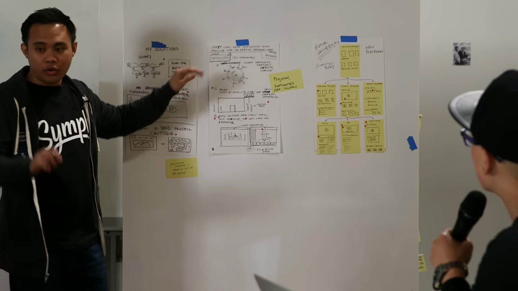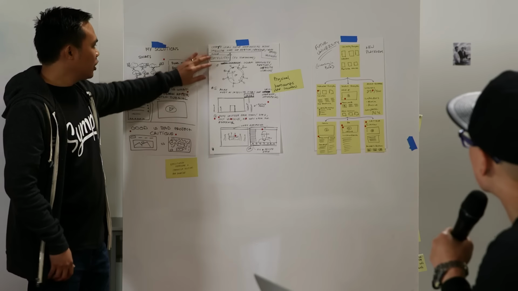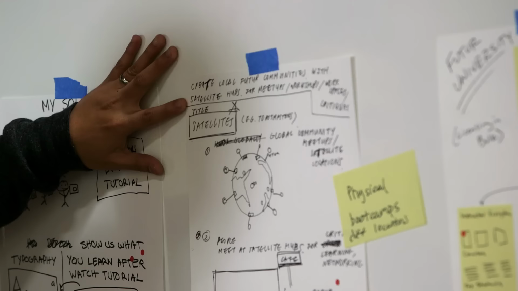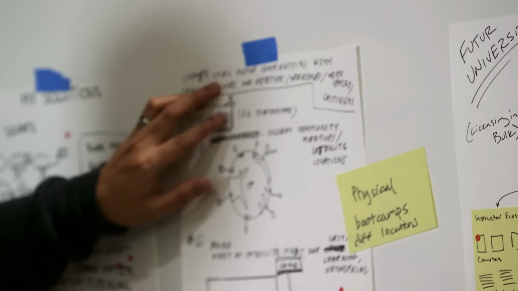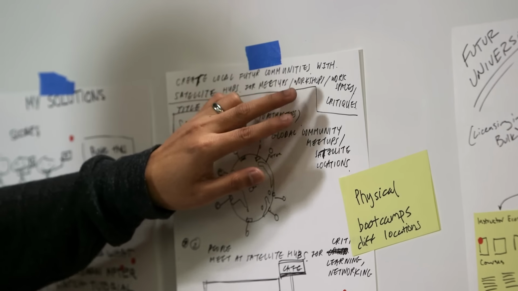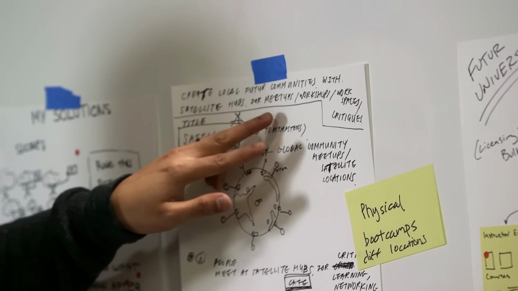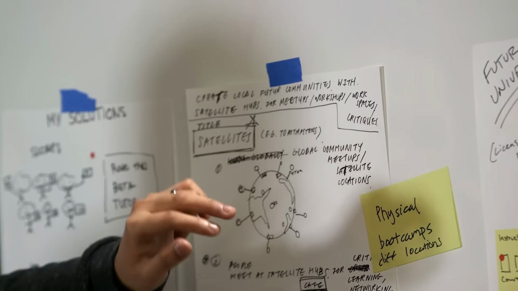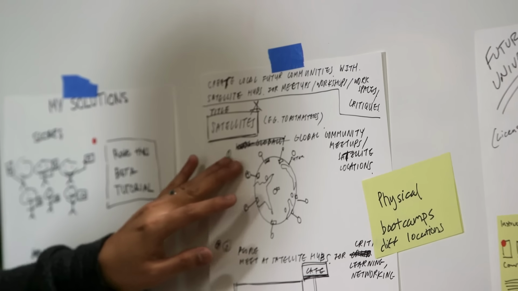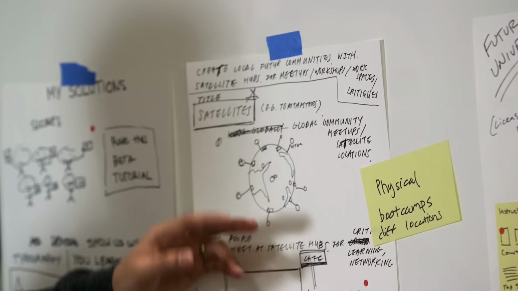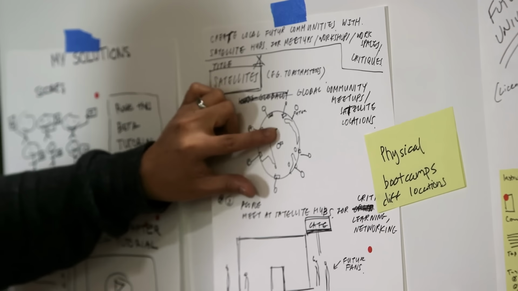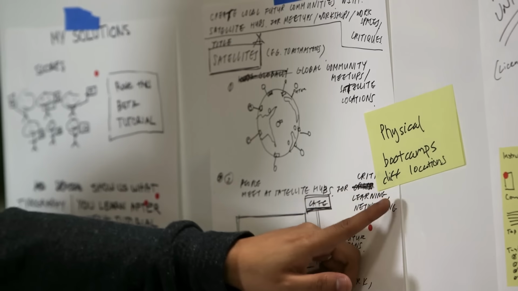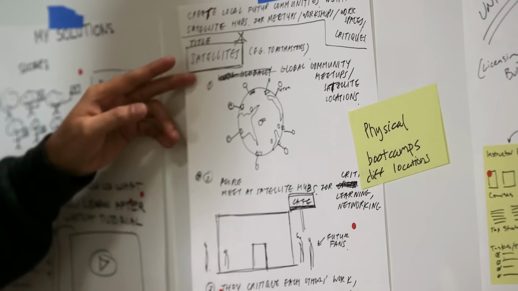The next one is on another post-it. The title here is satellites. So there's something here that says create local future communities with satellite hubs for meetups, workshops, workspaces, critiques. Now, example, Toastmasters. So global community meetup, satellite locations. So you have future all around the world. Okay? Physical boot camps, different locations. So that's number one over here.